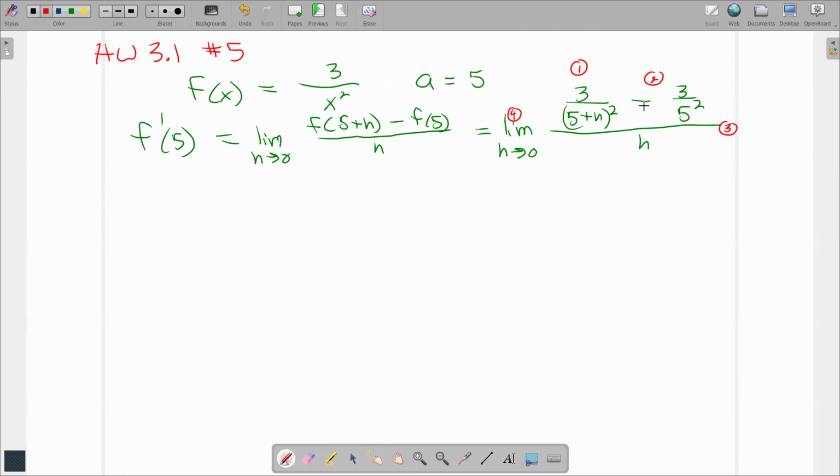And the only algebra I can really do is to deal with this subtraction right here, which means I need a common denominator. And the common denominator is just the product of those two denominators. No way around it.